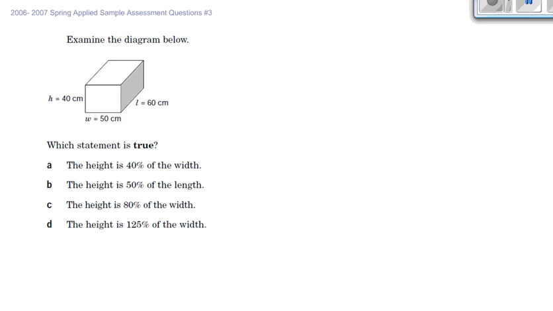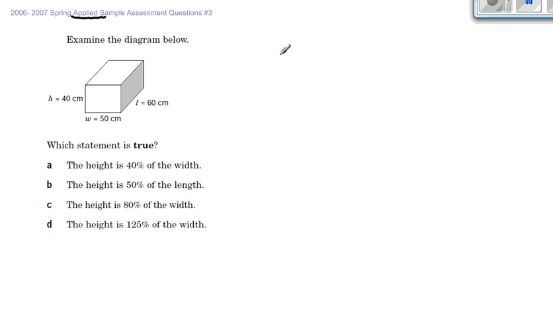So here's a first question. You'll notice it comes actually from the applied EQAO, but it's a good place to start if you're reviewing percentages. It says examine the diagram below. They give us a rectangular prism with height, width, and length given. Which statement is true? Is height 40% of the width?